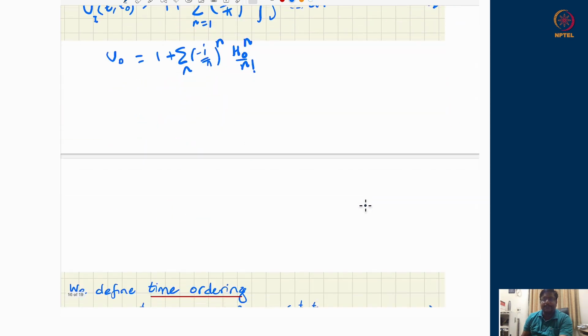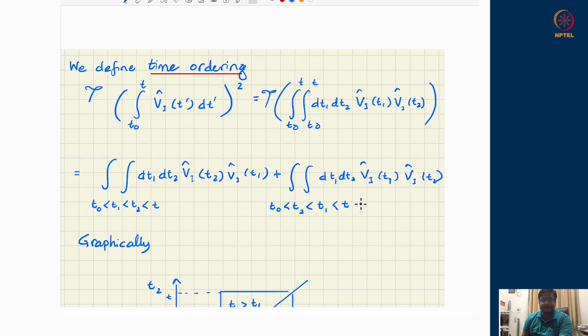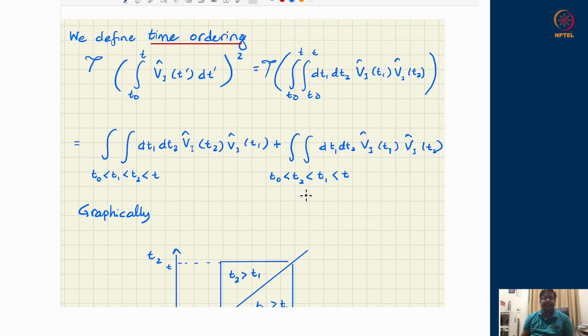Let us try to see if we can bring it into a neater form or not. In order to do that, we are going to define something called a time ordering. That means which way we order time in the integrals. For example, let us take this double integral, the integral square, V_I dt prime from t0 to t, and its square would be just first I squared. So I will do integration twice, one with respect to t1 running from t0 to t, and another time with respect to another variable dt2, which is also running over the same limit. That is what is meant by the square.